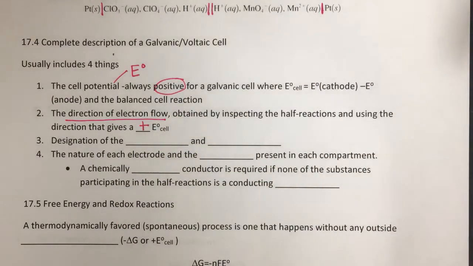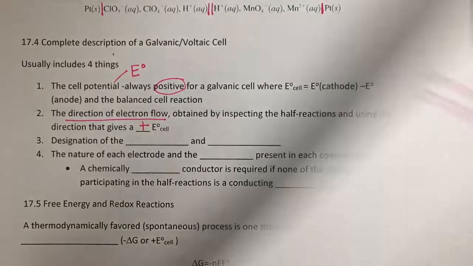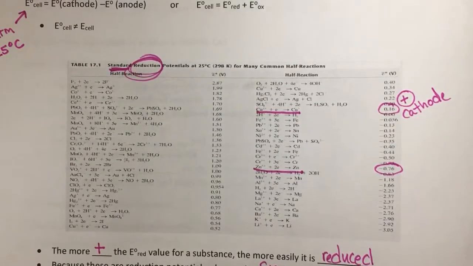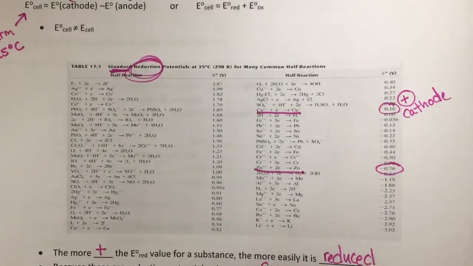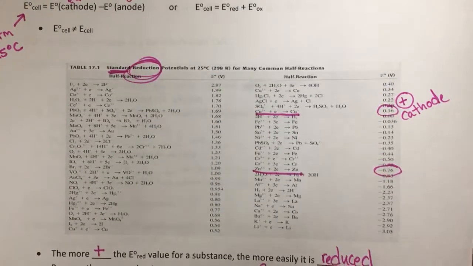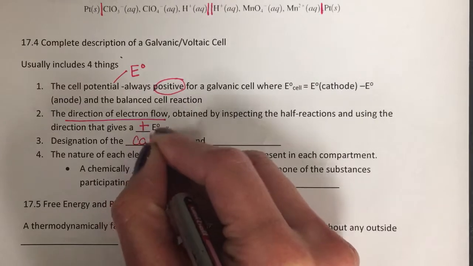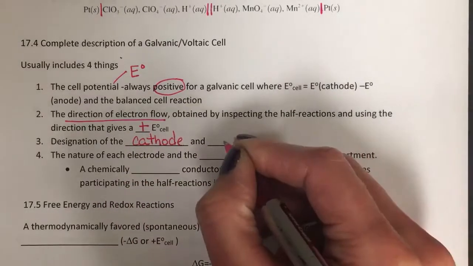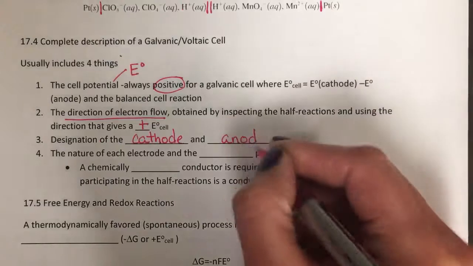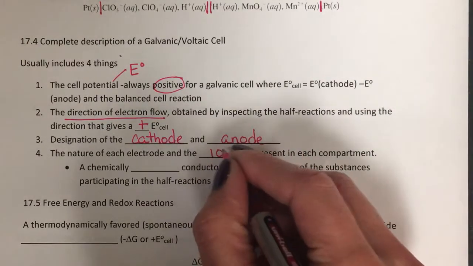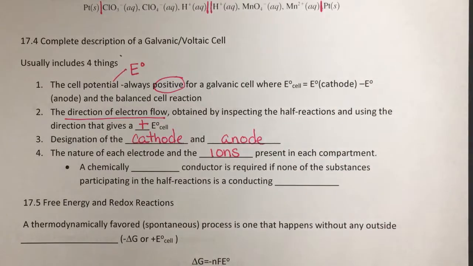So when I look at my reduction values on this table, the one that is more positive is going to be the one that's being reduced. The one that's more negative, I'll switch the sign because it's going to be oxidized. Okay? I need to designate my cathode and my anode. And then I need to know what state everything is in. Is it a solid? Is it a liquid? Is it a gas? And I need to know what ions are present.